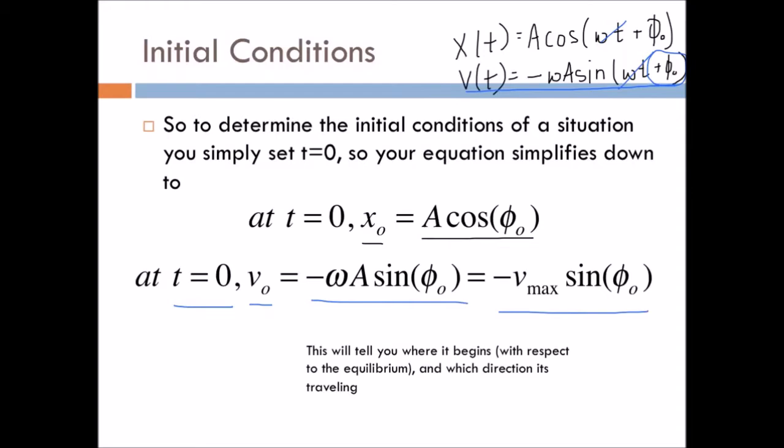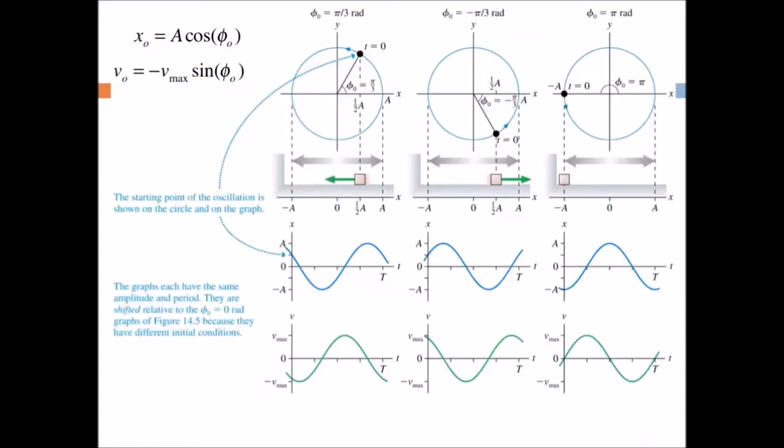Remember, also in our last video, that we said omega A can be replaced by V max, which is our maximum speed. Now remember that here our position and velocity are both vectors. So if we do get negative values, then it is to the left of our equilibrium position if we're talking about position. And if it's a negative velocity, then we are traveling to the left. Now let's look at a couple of examples.